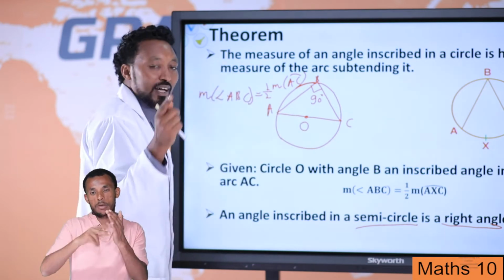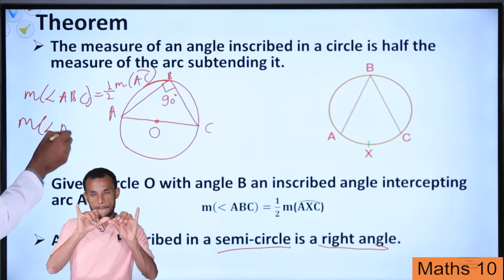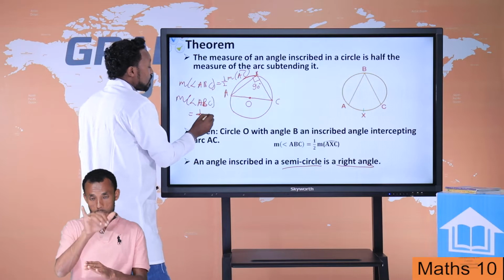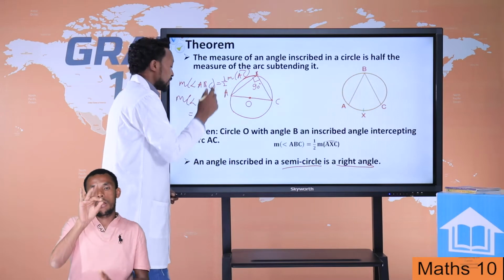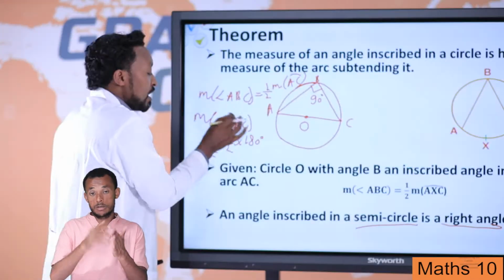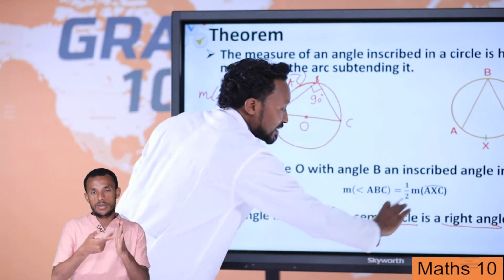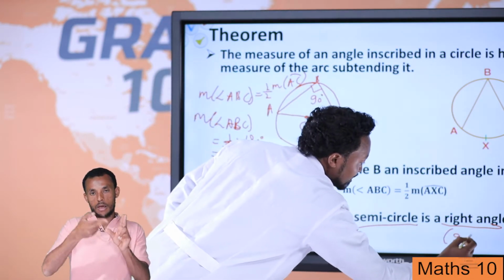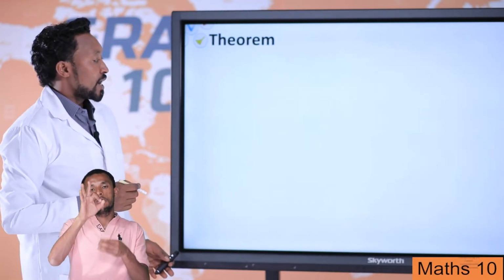Semicircle means half of 360 degrees. It gives 180. That means the measure of angle ABC is the same as half of arc AC, which is 180, half of the full circle. Half times 180 degrees is 90 degrees. Therefore, an angle inscribed in a semicircle is a right angle, meaning it gives 90 degrees.